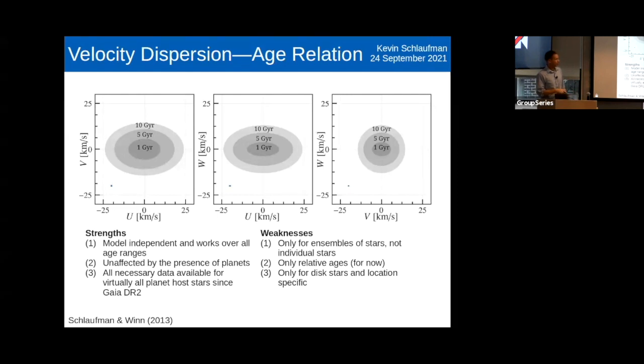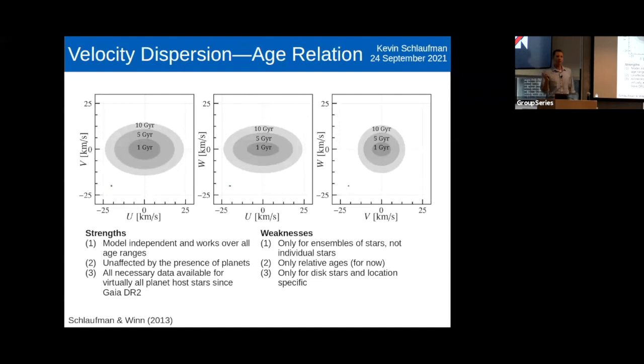So the weaknesses of this technique now is it only works for ensembles of stars. If you were to give me a single star and I were to calculate how it's moving through space, maybe it would give me a hint of what its age was, but it certainly wouldn't be deterministic. For the time being, this is only relative ages, that I can only say this population is older than that population, but I can't say how many gigayears older the populations are. Well, that's definitely something we're working on. And this is disk star and location specific.